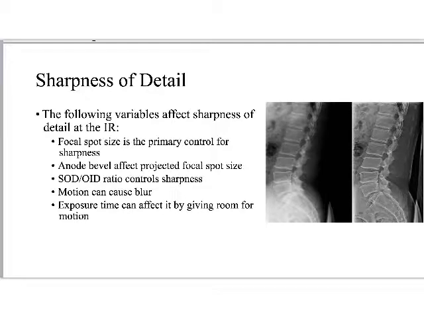So, anode bevel, interestingly enough, affects the projected focal spot size. This is the amount of angulation in the bevel, or angulation of the anode itself. But as we increase that anode bevel, we kind of run up against a limit ourselves, because as we're increasing the bevel of the anode, we're increasing anode heel effect.